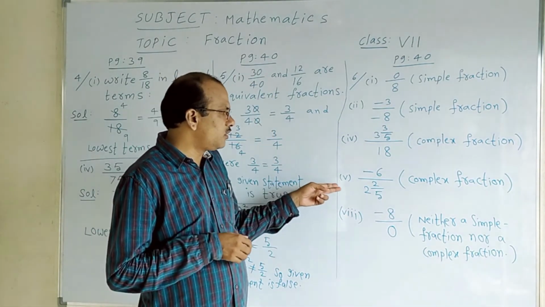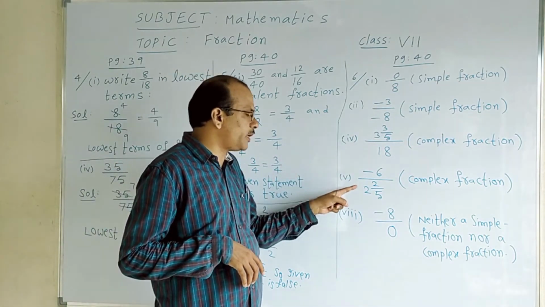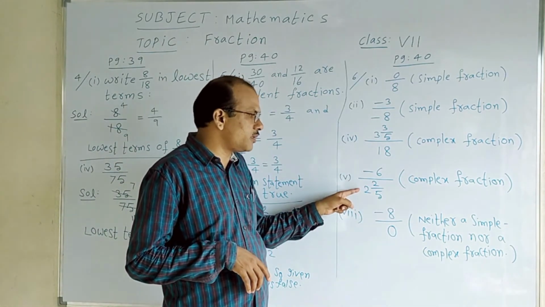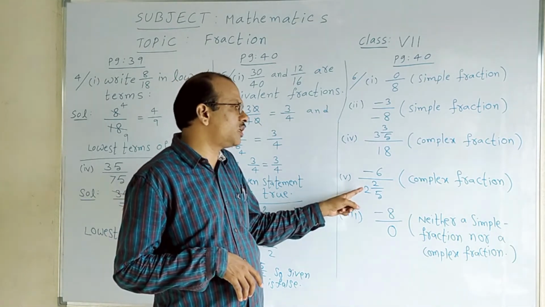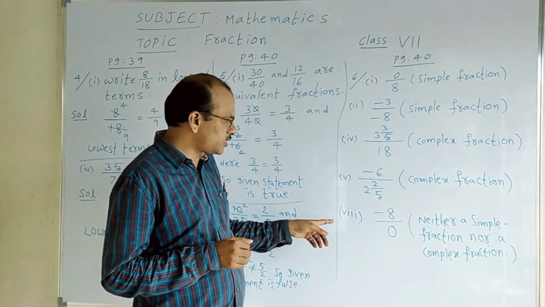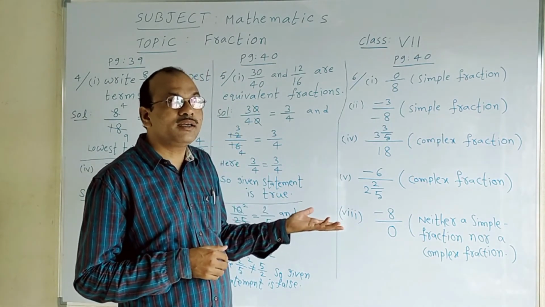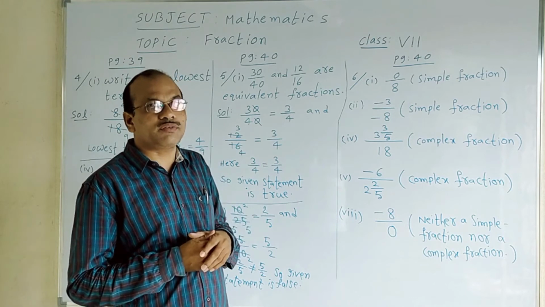Listen about the fifth bit, in the same way as the fourth. Minus 6 by 2 by 5. Here also a mixed fraction is given. So that's why we can conclude this answer is a complex fraction. Let us see one more question which is not a simple fraction and not a complex fraction.